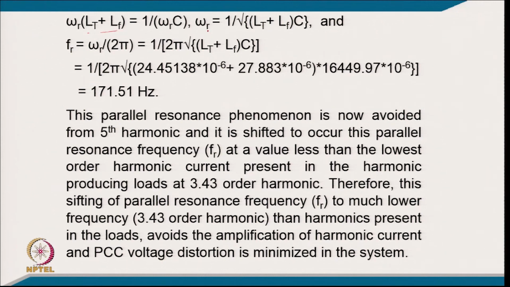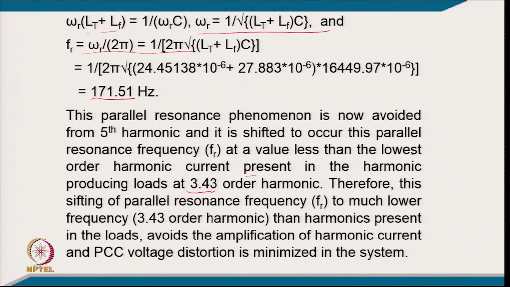So, we can just put the value here, along with the LT we put LF, and from this capacitor we get the resonance frequency, and this resonance frequency in hertz is now 171.57. So, in place of the fifth harmonic it is now reduced to typically the order of this frequency. So, the parallel resonance phenomenon is avoided at the fifth harmonic and it is shifted to a value less than the lowest order harmonic present in this harmonic producing load, at the 3.43 order of harmonics. Earlier it was the fifth harmonic, now it is reduced to this.